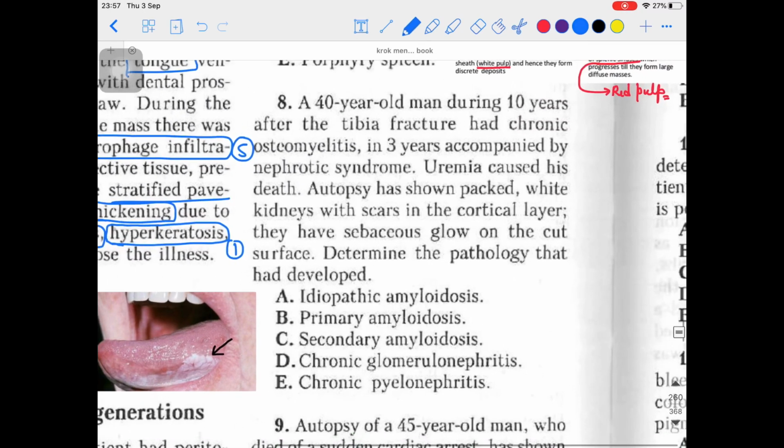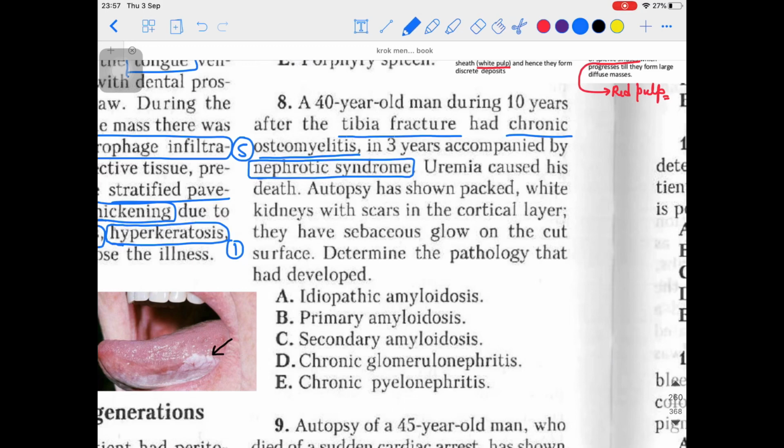A 40-year-old man, 10 years after a tibia fracture, had chronic osteomyelitis in 3 years, accompanied by nephrotic syndrome. Uremia caused his death. Autopsy has shown enlarged white kidneys with scars in the cortical layer, with sebaceous glow on the cut surface. Determine the pathology that has developed over here. So what are they talking about?